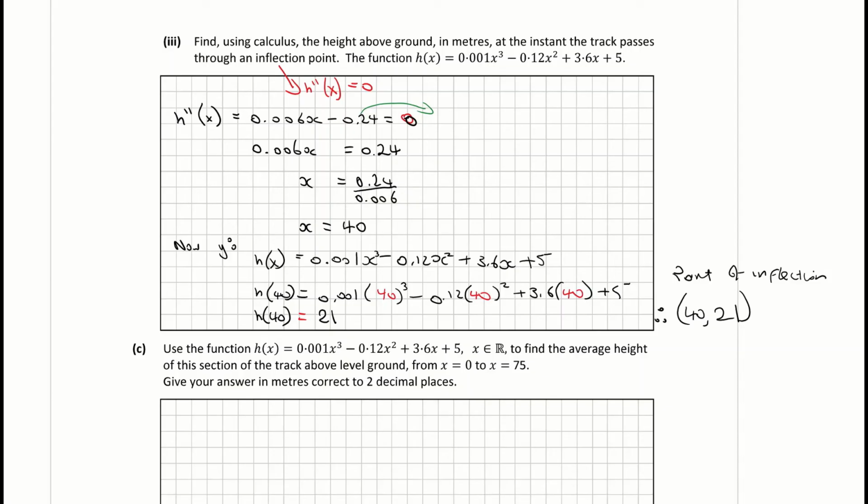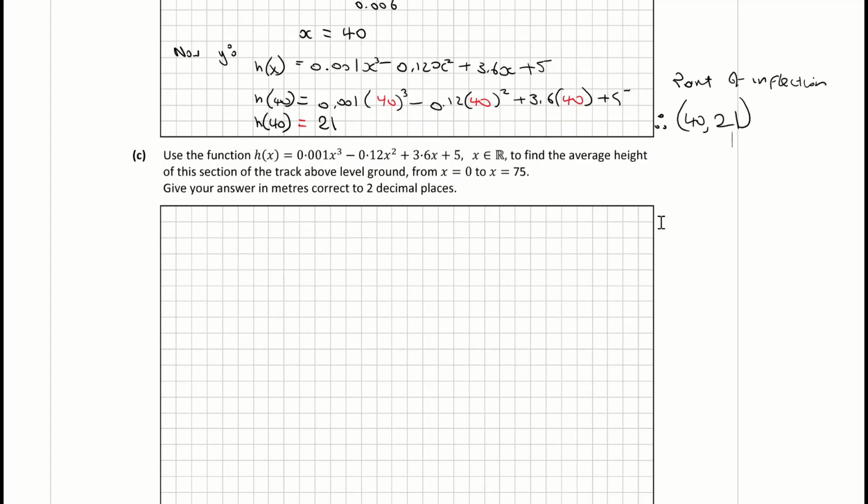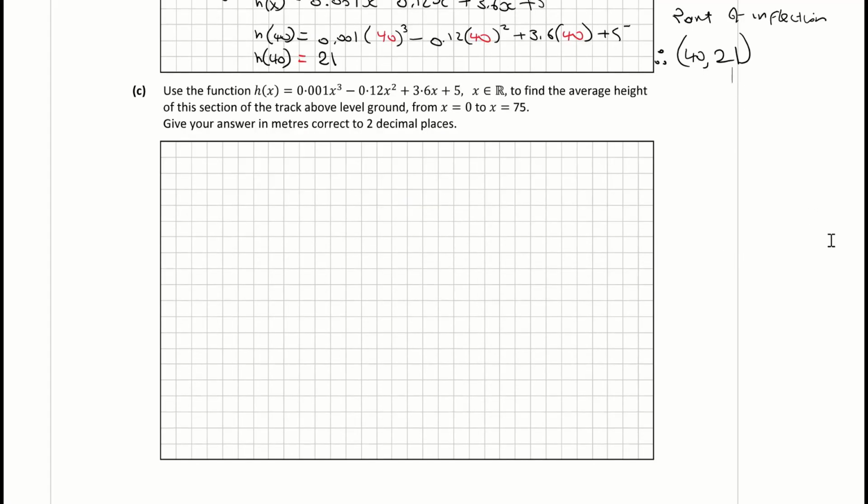And the final part is part C. Use the function h of x once again to find the average height of this section of track above level ground from x equals 0 to x equals 75. So the key words here are average height. Give your answer in meters, correct to 2 decimal points. So this is your average value.